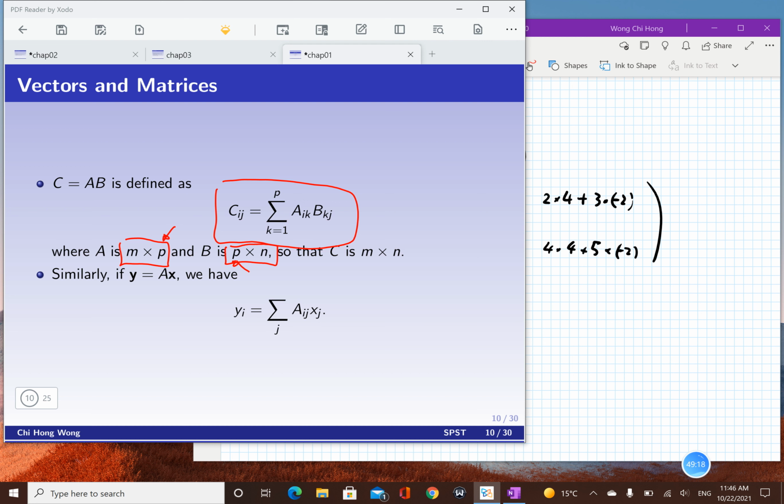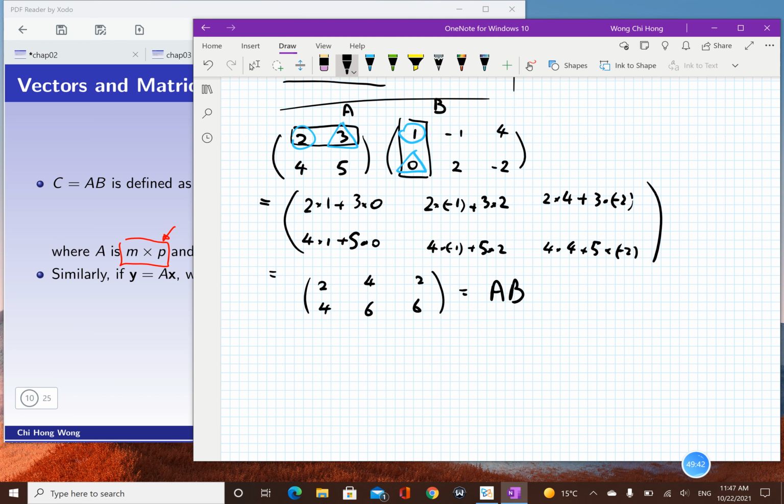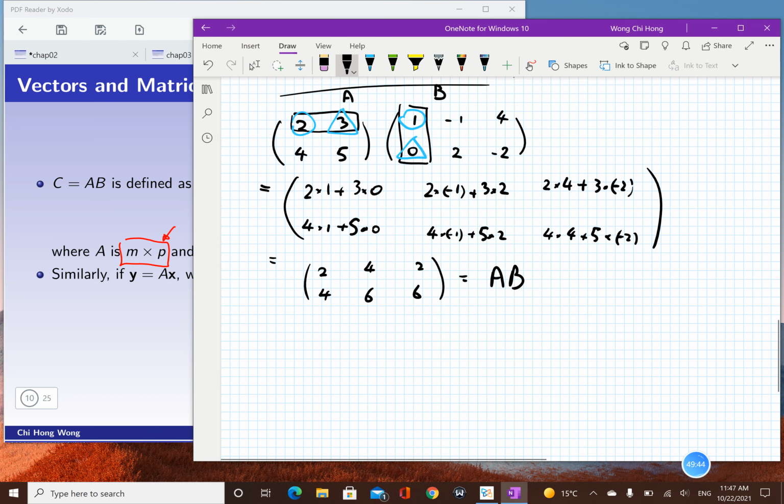I mean the number of columns for the first one and the number of rows for the second one. If they don't match, you can't multiply the matrices together. But when they do, you'll get an m by n matrix out of this, where each of the entries is given by this expression, or simply with this calculation, taking the rows.